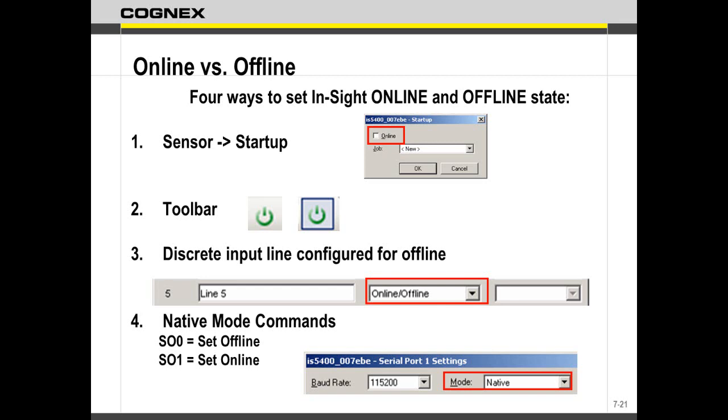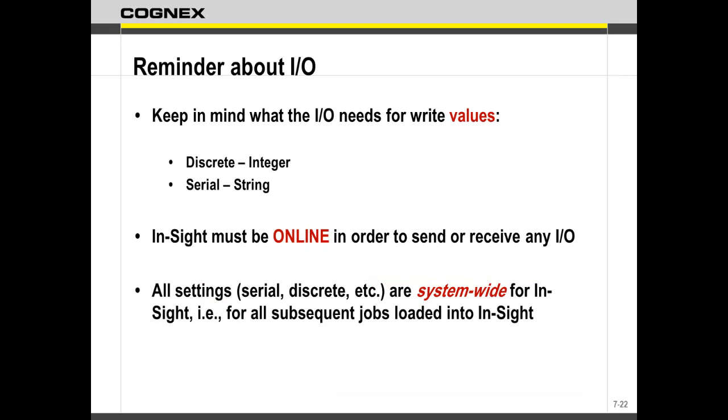We've also found out that with a discrete input line, we could turn the system online and offline. And we also talked a little bit about native mode communications, which allows us to turn the system online and offline. So there are different ways we can go online and offline. Now, whenever you're doing I/O, there are a few things you need to keep in mind. First, if you're doing any discrete communication, the value that you reference has to be an integer. If you're doing any serial communication, the value that you reference has to be a string. So you need to keep those in place. You need to be online to send or receive any I/O. And all the settings that I've been talking about are system-wide. What does that mean? That means it's not saved with the job. It is saved on the camera.